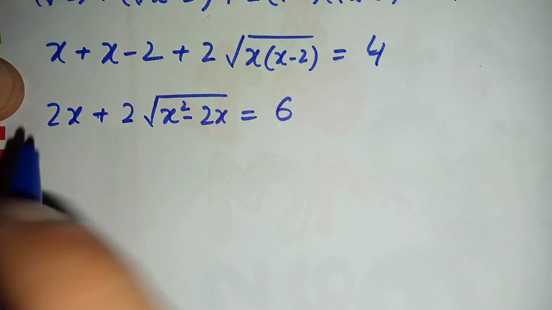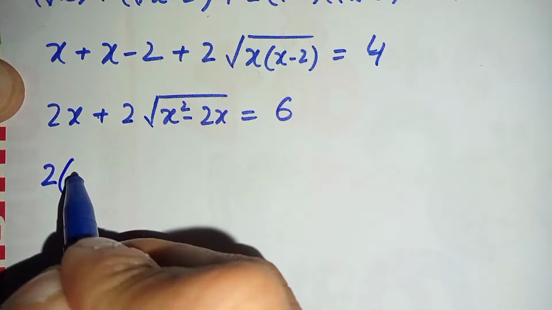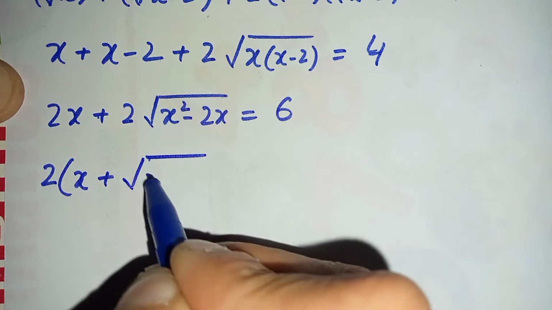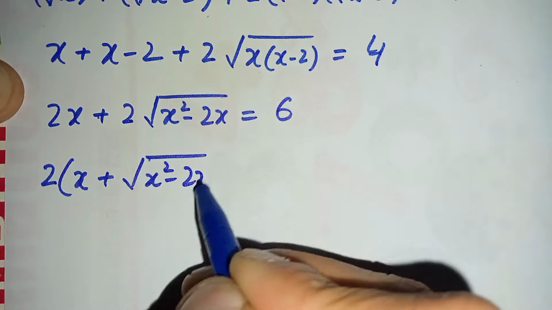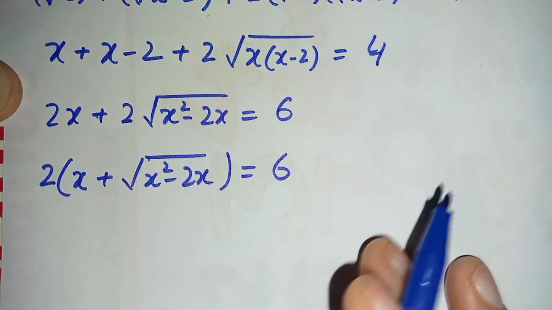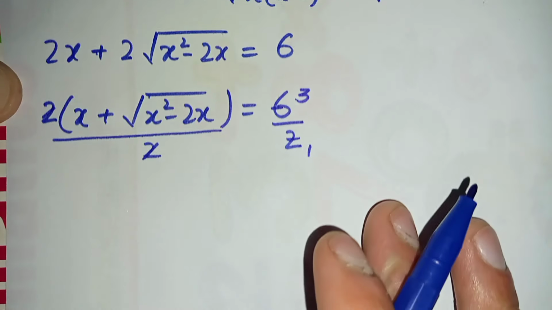Here we will take 2 common from the left hand side, so this will become 2 times x plus square root of x square minus 2x is equal to 6. Now here we will divide both sides by 2 to eliminate this one 2. So let us divide both sides by 2. This 2 and this 2 will be cancelled, and 2 times 1 is 2, 2 times 3 is 6.